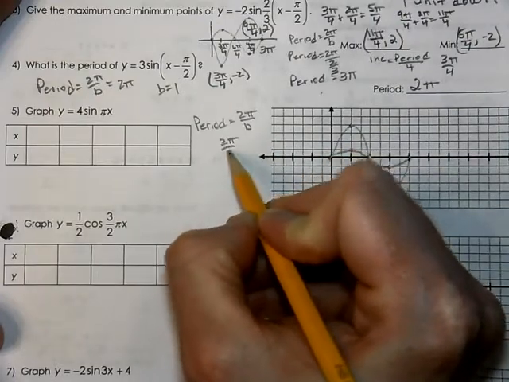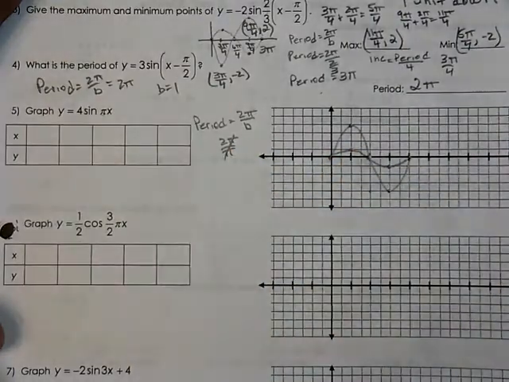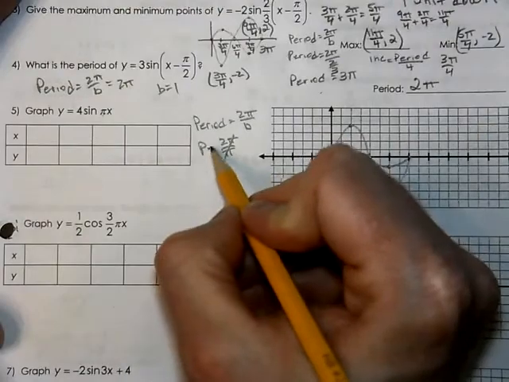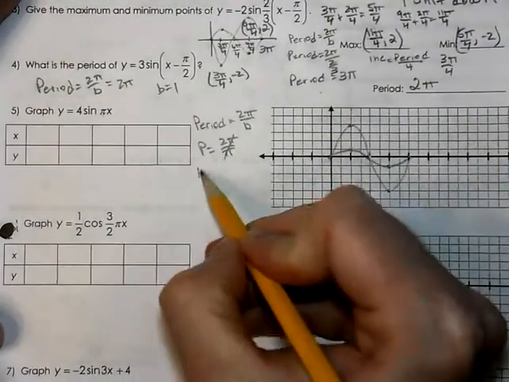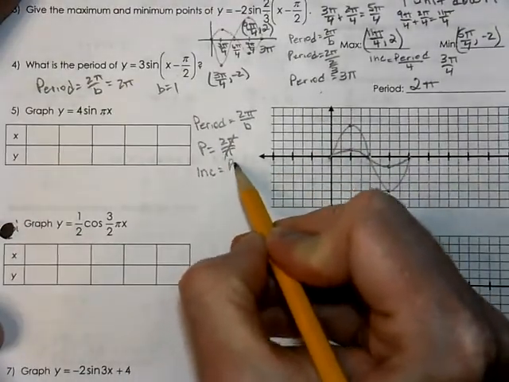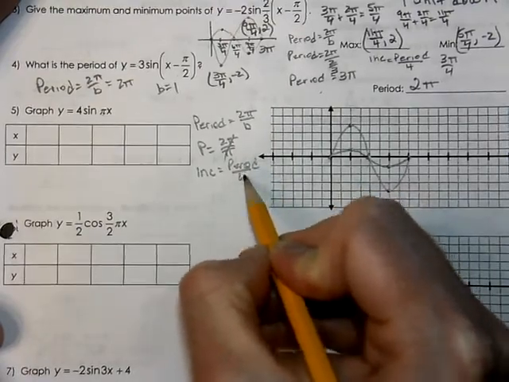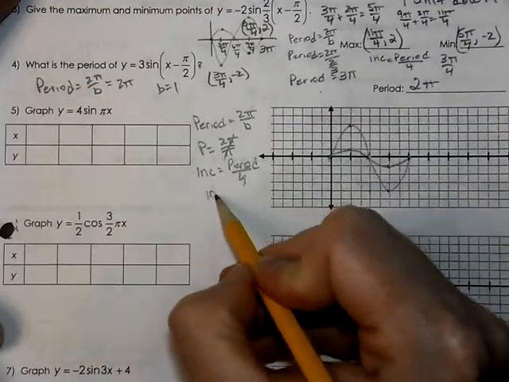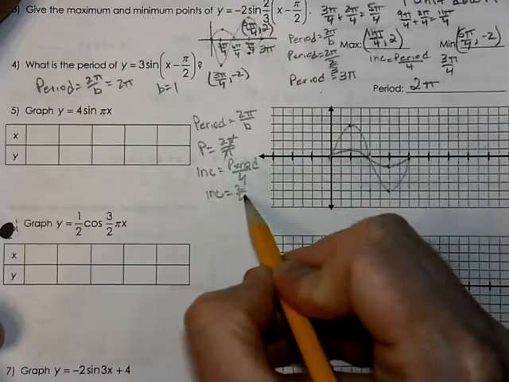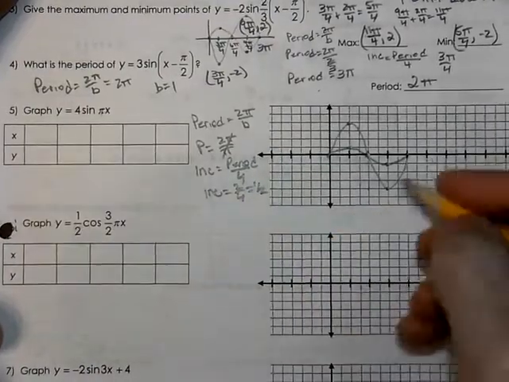So we have 2 pi divided by pi. So we're left with a period equal to 2. The increment is going to be the period divided by 4. So the increment is going to be 2 divided by 4, otherwise known as a half.